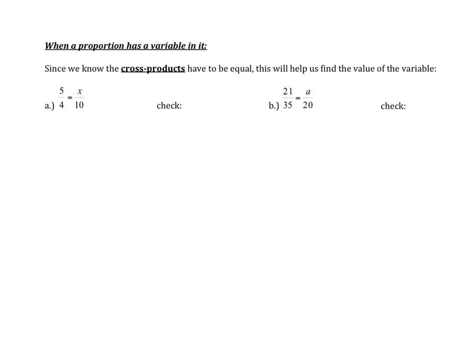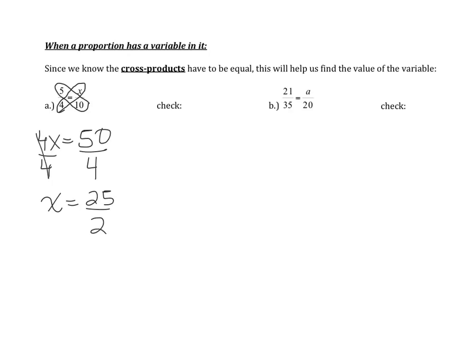Since I know these two fractions are equal, I know that 4 times x is going to equal 5 times 10. So I just cross multiply: 4x equals 50. Now I have a one-step equation where I'm trying to solve for x. To get x alone, I undo the multiplication by dividing both sides by 4. Then I get that x is equal to 50 over 4, or I'll reduce that fraction by dividing by 2 to give me 25 over 2. So the answer to this problem is 25 over 2.